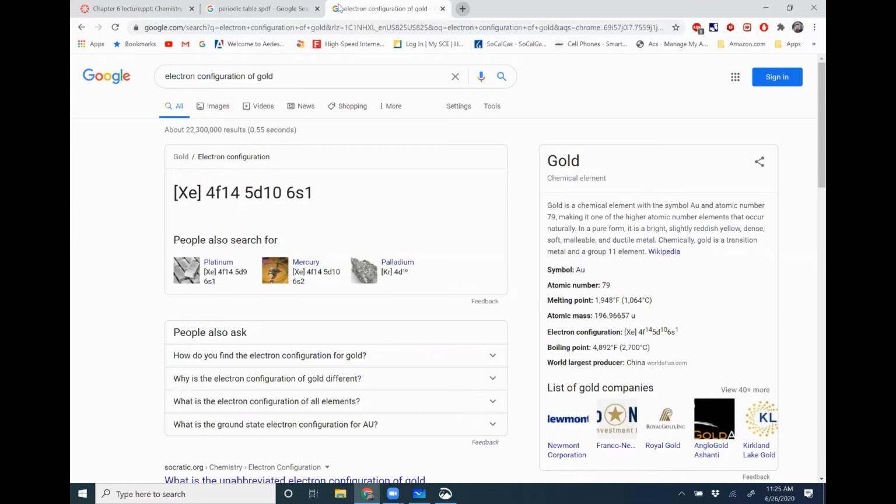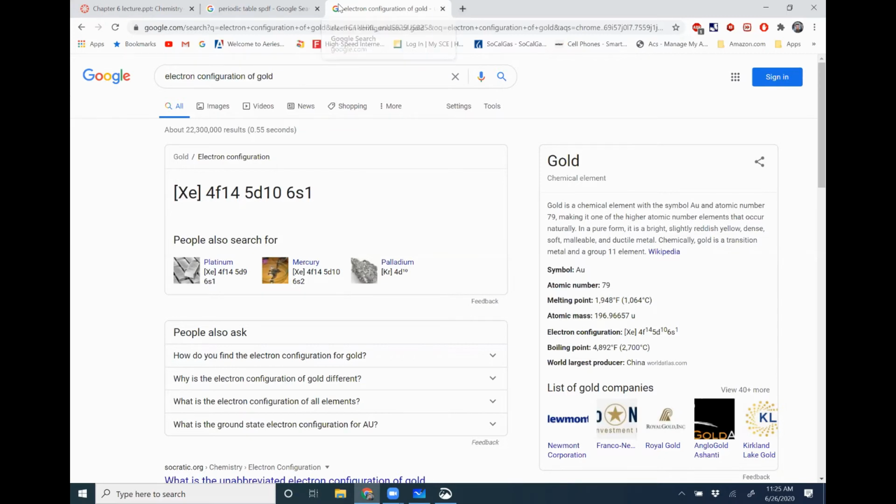So when it comes to gold, the 4f electrons don't do anything, and the 5d electrons do a lot less. And so what's the most active electron? Well, it's going to be the 6s1. So that's why it's written backwards. Another reason why they liked it is because it goes 4, 5, 6. And again, you guys don't need to know that.